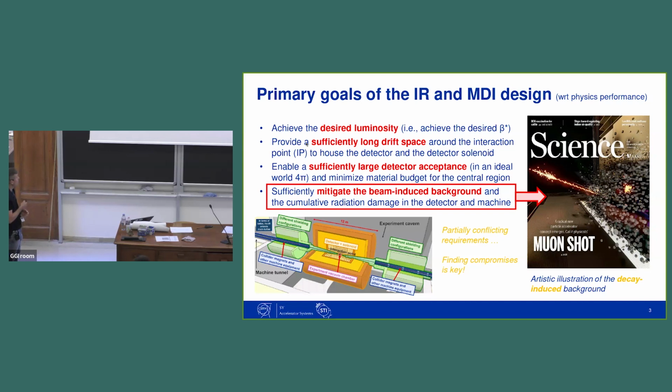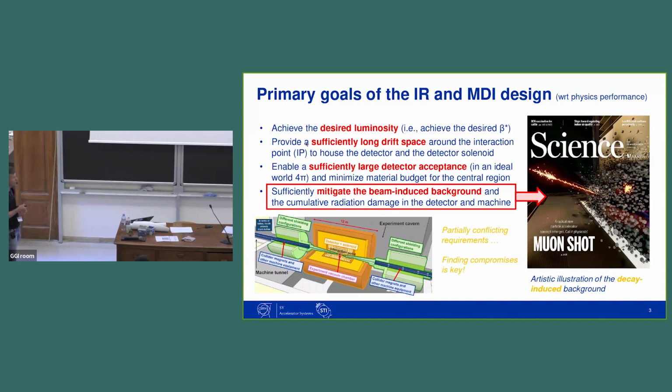Another important point is that we have to provide a sufficiently large detector acceptance, as we already heard in the talk of Kevin before. But this means essentially we have to reduce the material budget in this drift space, but in particular also in the central region here. But then we have to sufficiently mitigate the beam-induced background and also the cumulative radiation damage in the detector. And for this, we need shielding configurations. You can see here, for example, these conical shielding absorbers, which penetrate deep into the detector, and they partially perturb the detector acceptance. But this is still necessary to reduce the background.